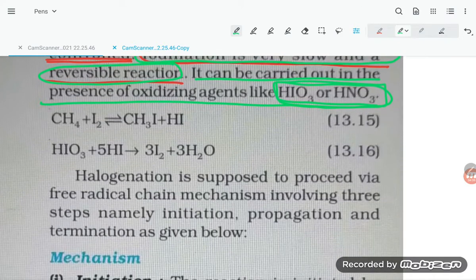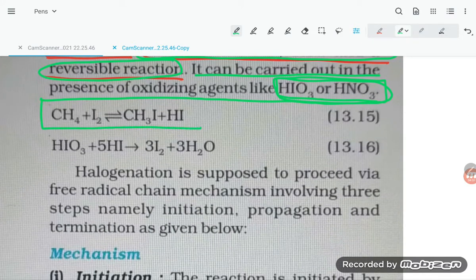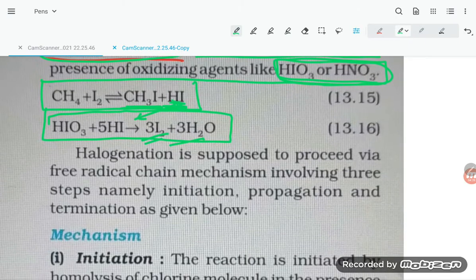Now you see, methane is treated with I2, so it gives CH3I plus HI. If you are treating with HIO3, it reacts with the HI that formed, producing I2 and 3H2O. So a small amount of either HIO3 or HNO3, that is the oxidizing agent, has to be taken.